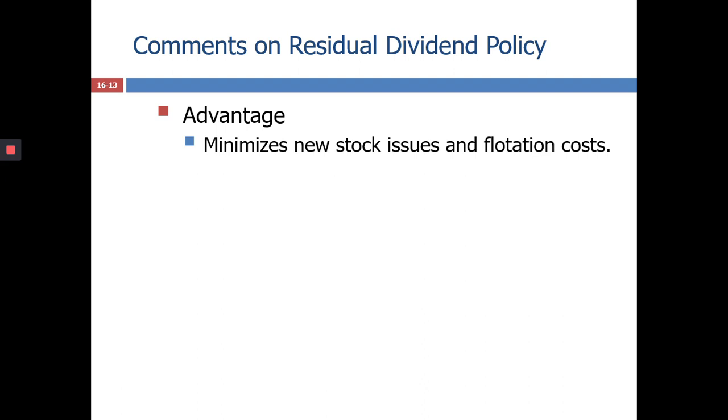Keep it aside. So next year you don't need to find a new way of financing, whether taking a loan or issuing new shares. You don't need to do that because you already have existing retained earnings to use. So that reduces a lot of hassle and additional costs.